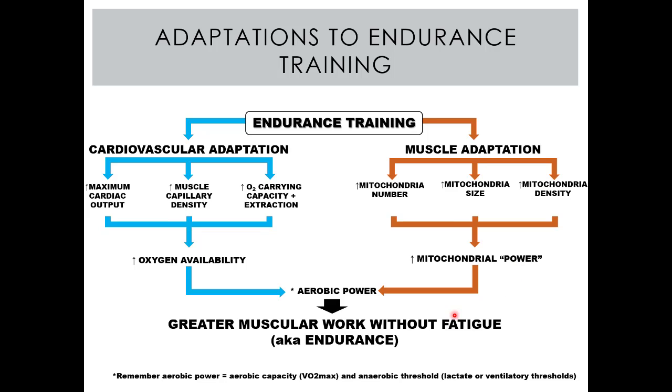And as I said, as cardiovascular adaptations primarily impact aerobic power through influence on aerobic capacity, the muscle adaptations, through the adaptations in the mitochondria, impact aerobic power primarily through their influence on anaerobic threshold. So again, the muscle adaptations, which include mitochondrial biogenesis, which in turn increase mitochondrial power, will impact positively aerobic power through its influence on anaerobic threshold. In other words, it increases anaerobic threshold.